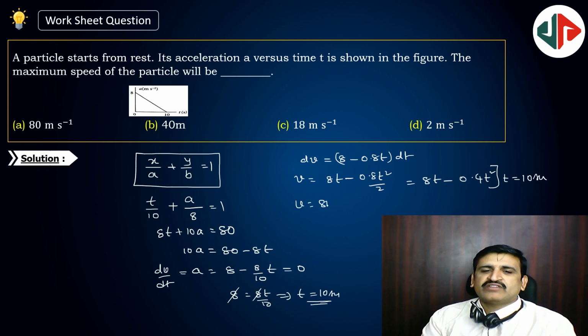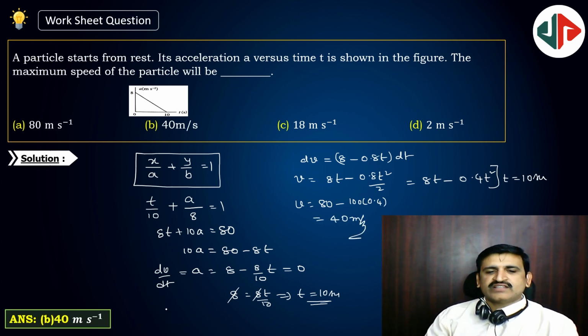I will get the velocity. Velocity v equals 80 minus, 10 tens are 100, 100 into 0.4 is 40. So it will be 40 meters per second. So the answer is 40. Next.